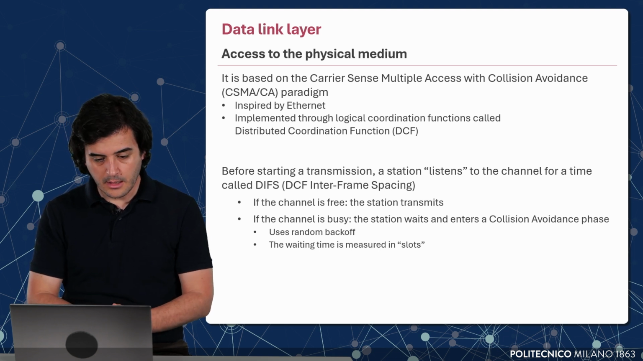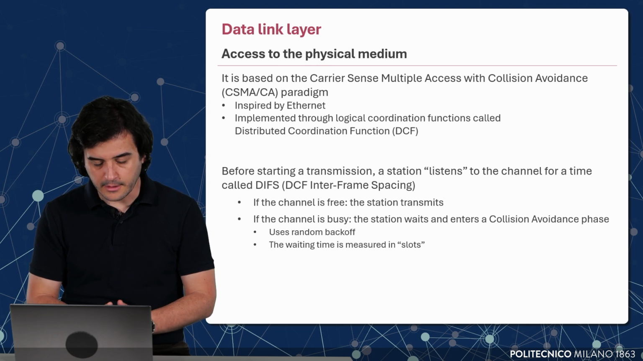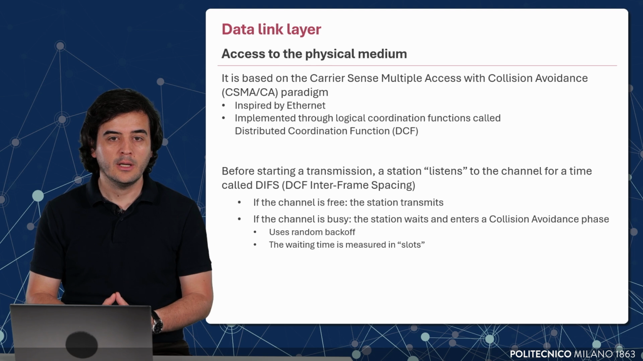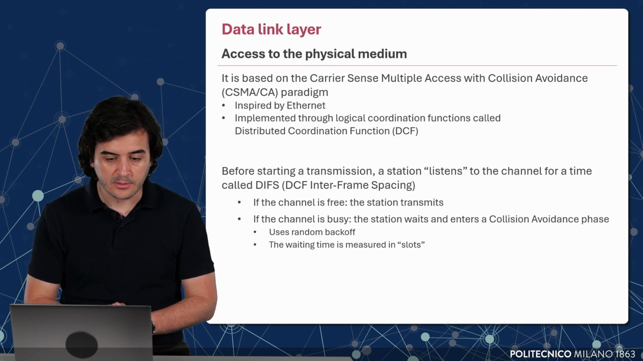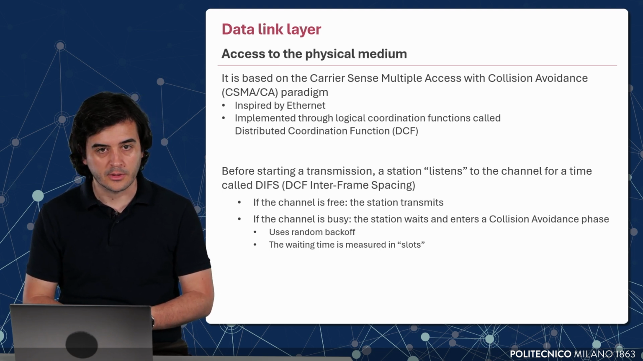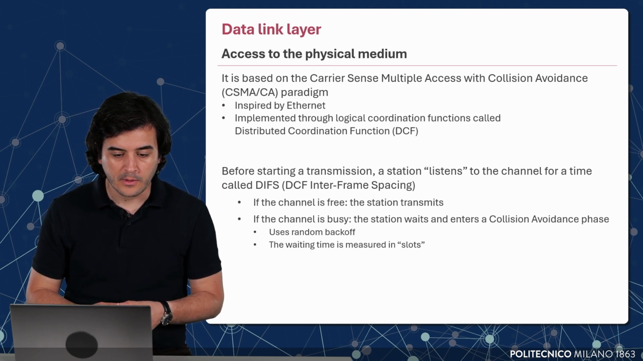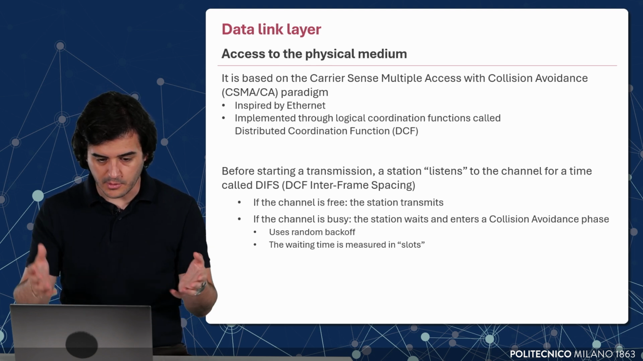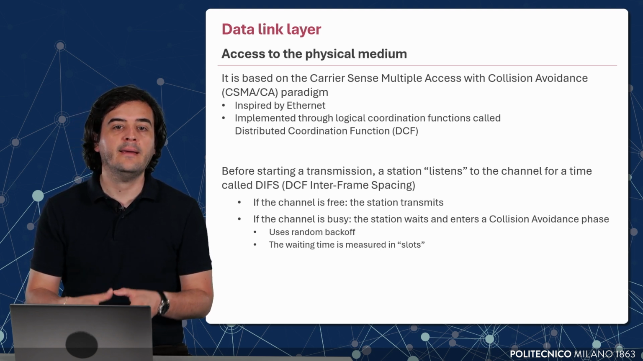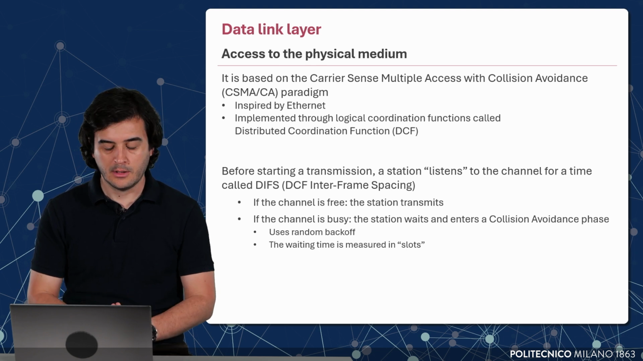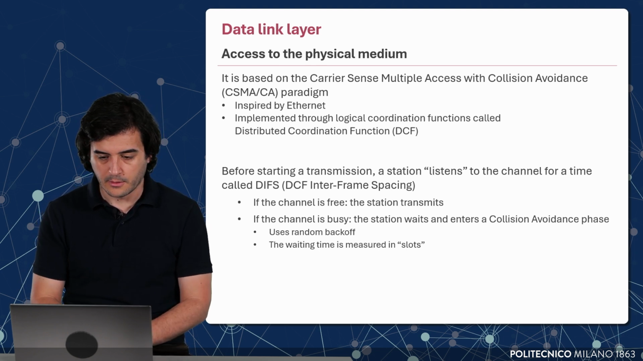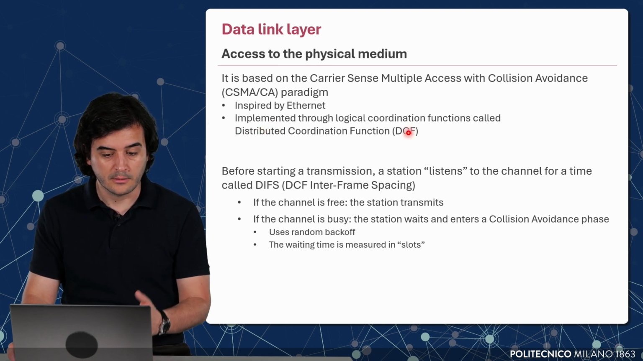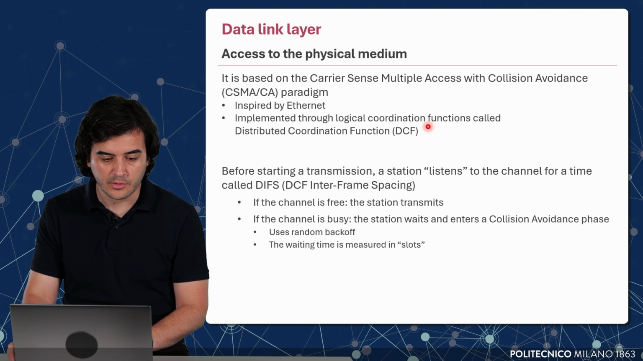medium is handled. The main mechanism that allows managing the access to the physical medium is defined as the carrier sense multiple access with collision avoidance. This implies allowing several stations, equipment, to use the same transmission medium, while aiming to avoid any collisions in the use of the medium. And this is done by implementing a set of functions.